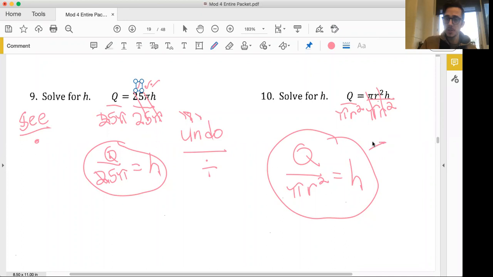You should eventually say that h equals q divided by pi r squared. Pi, r squared, and h are all multiplying, so undo them all by using division. They cancel. h is left over. This is what you should have gotten. Hope that helps. Let's see what else is going on.